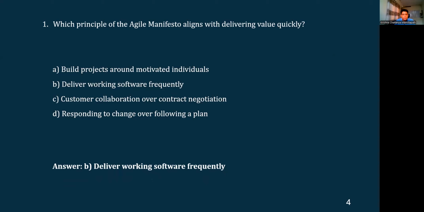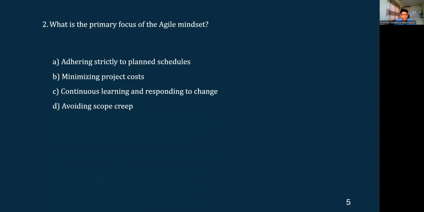Okay, let's move on to the next question. Here is our second question. What is the primary focus of Agile Mindset? And let's see the options.